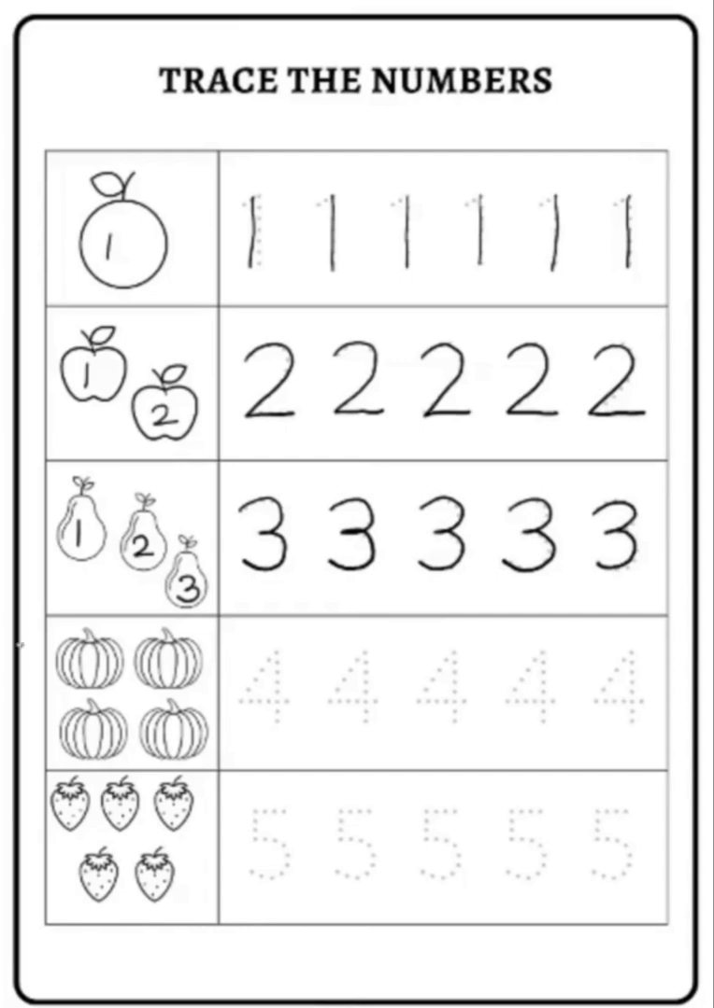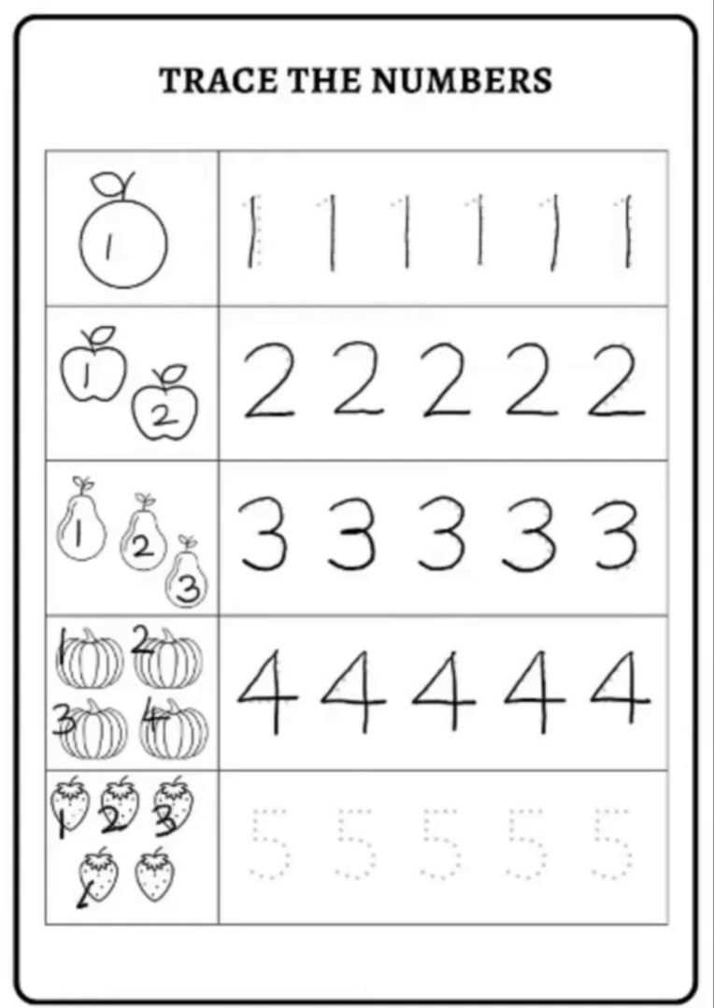Let's count the number of pumpkins. 1, 2, 3, 4 and we'll trace the number 4. And lastly, we'll count the number of strawberries. 1, 2, 3, 4, 5 and trace the number 5.